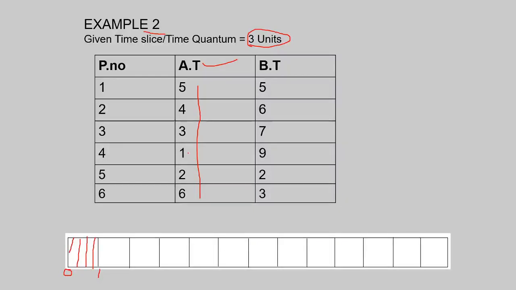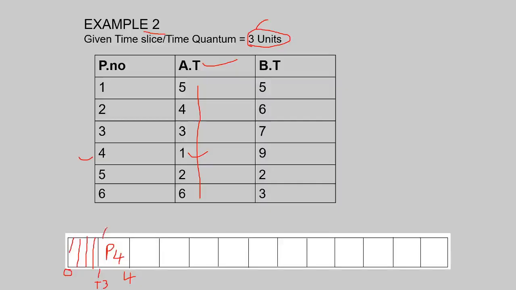Check which process has arrived at unit 1. Process P4 has arrived. So this is the first process which has arrived in the queue. Allocate the CPU to the first process, and as I told you, it is going to execute for 3 units. So 1 plus 3 is 4. Process P4 is going to execute from 1 to 4.